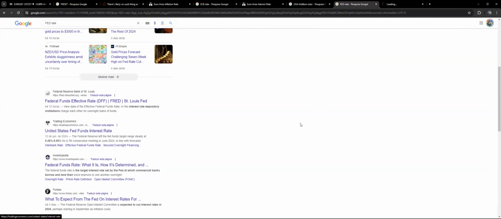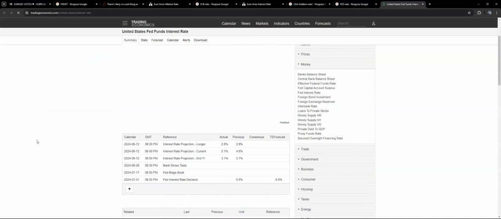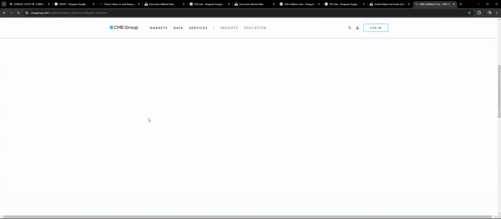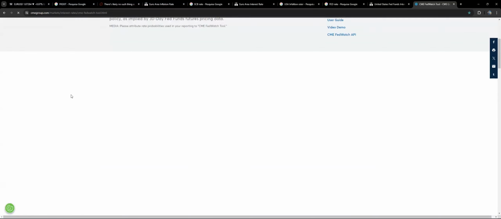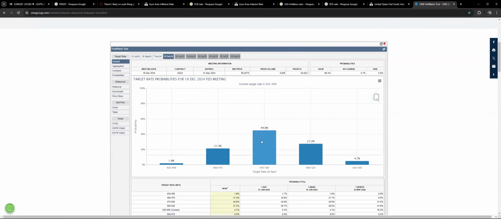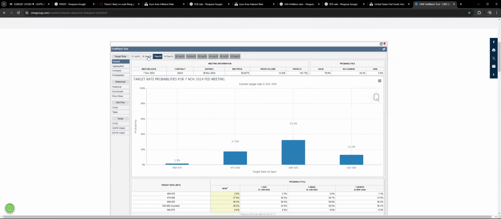So they are at 525 to 550. And if we look at the CME FedWatch tool, we can see that, of course, no one is expecting cuts in the next meeting. But if you go all the way to December, they are expecting the rates to be already at 4.75. So they're expecting a cut in September or November.